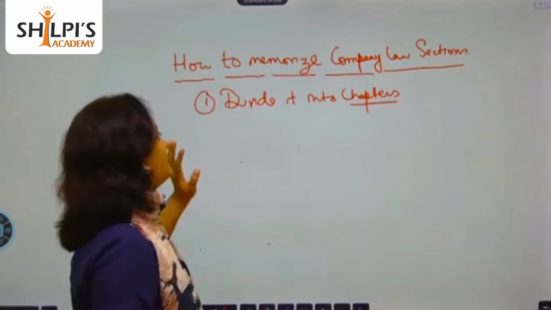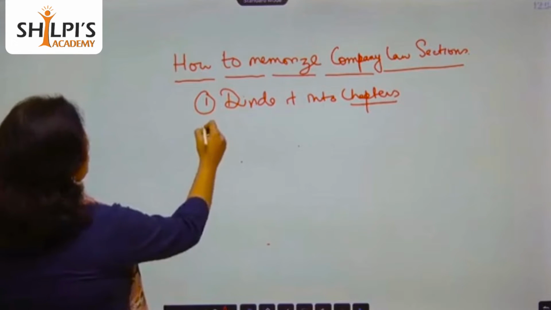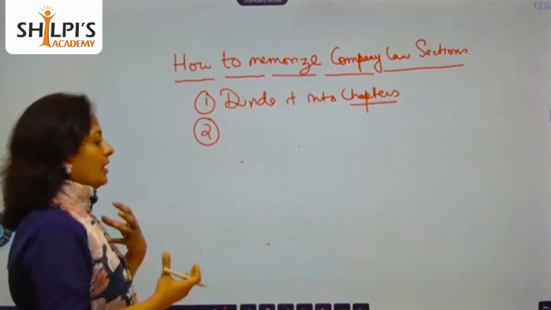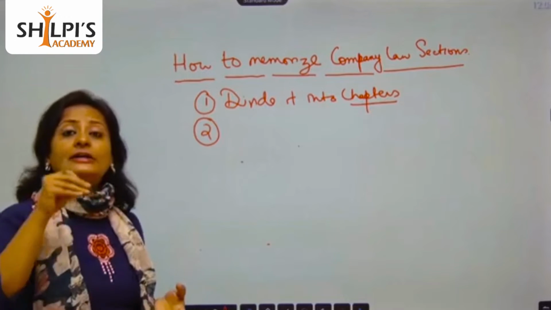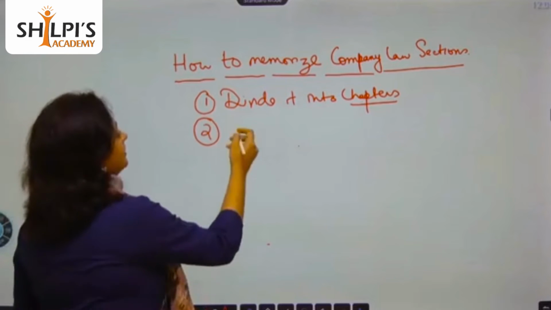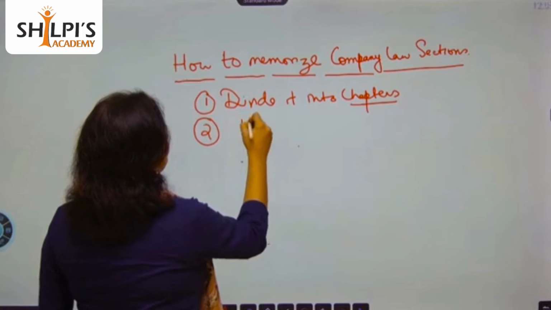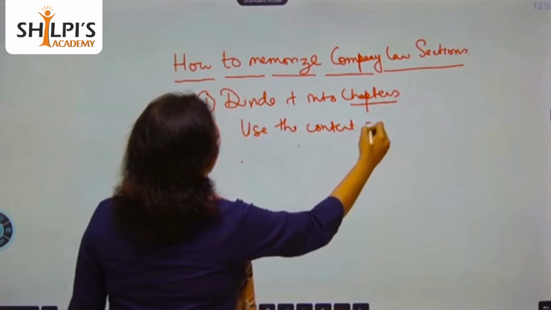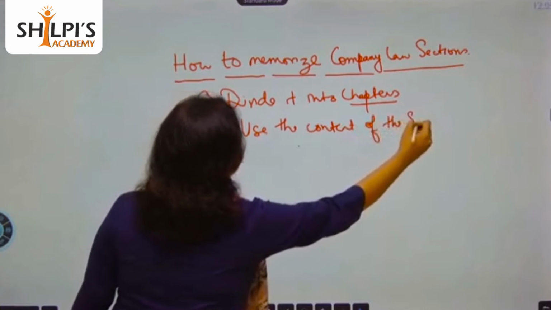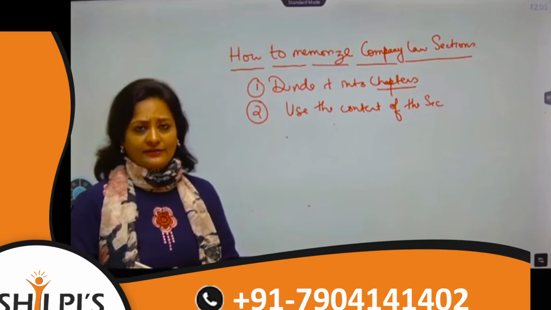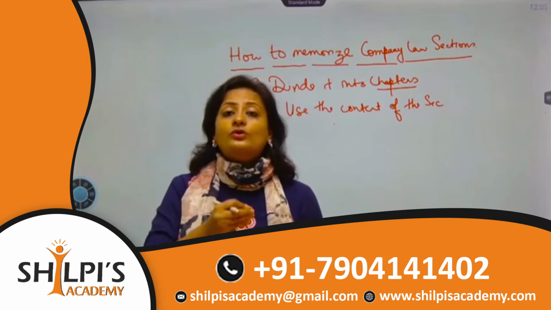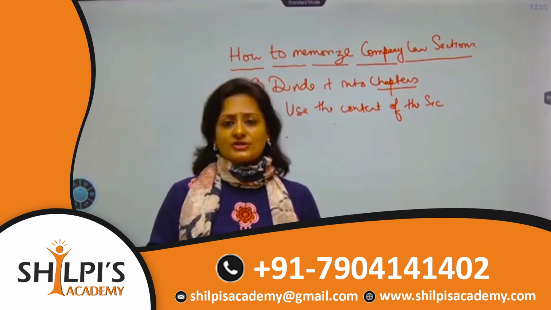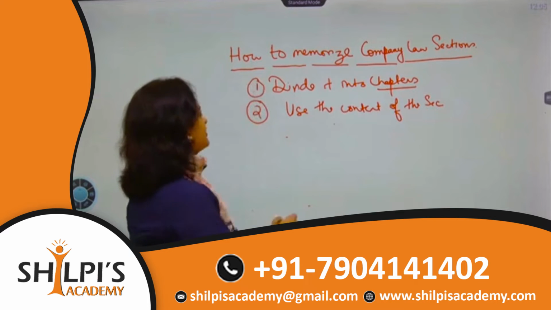All right. The next way on how to remember it is, after dividing it into chapters, you have to make some connection of the section number with the content inside the section. Okay. So use the content of the section. How can we do that, ma'am? I'll give you a few examples, but technically you should find your own examples. It's always better if you have your own stories and own examples with all the sections, at least the important ones, right? So say for section 96.